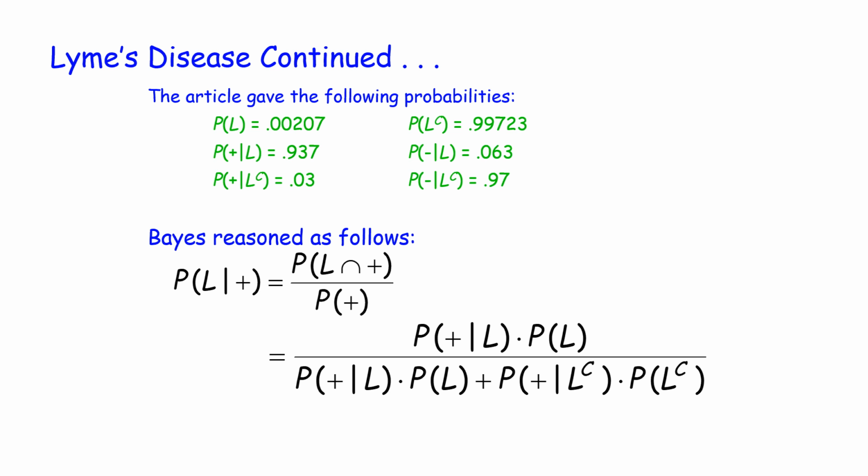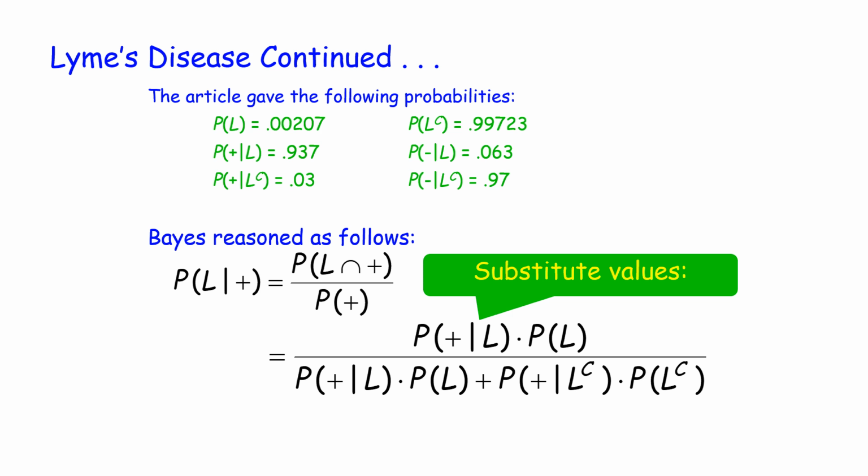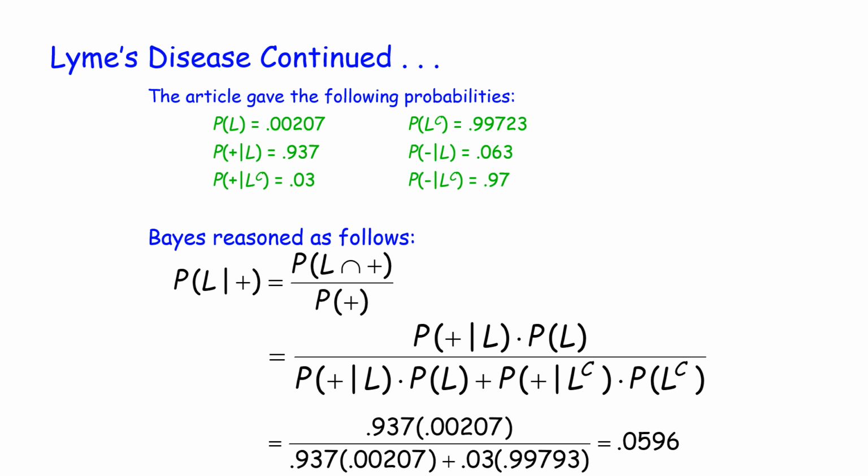From here, we're ready to substitute in our values. When we plug our values in, we're left with 0.0596, which means that there's a 5.96% chance.